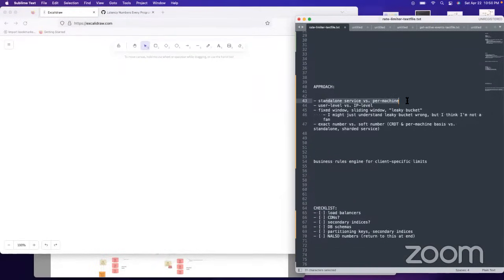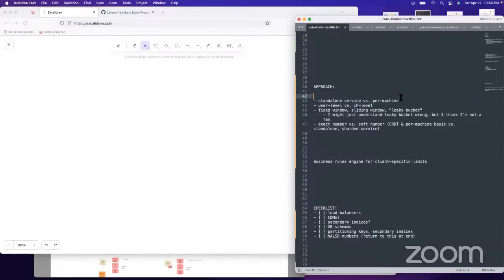So there's two really big standard things. Are there any questions before I jump into some actual diagrams and specifics of different approaches? Cool. All right, I'm going to go ahead and start hopping into it.